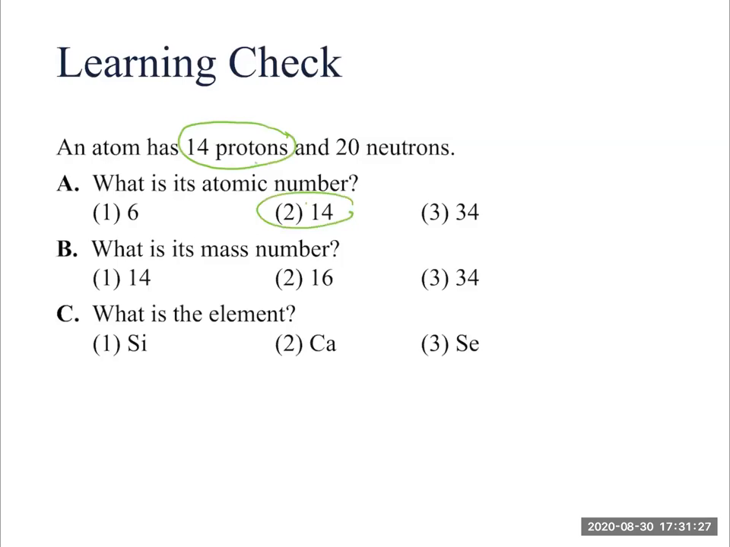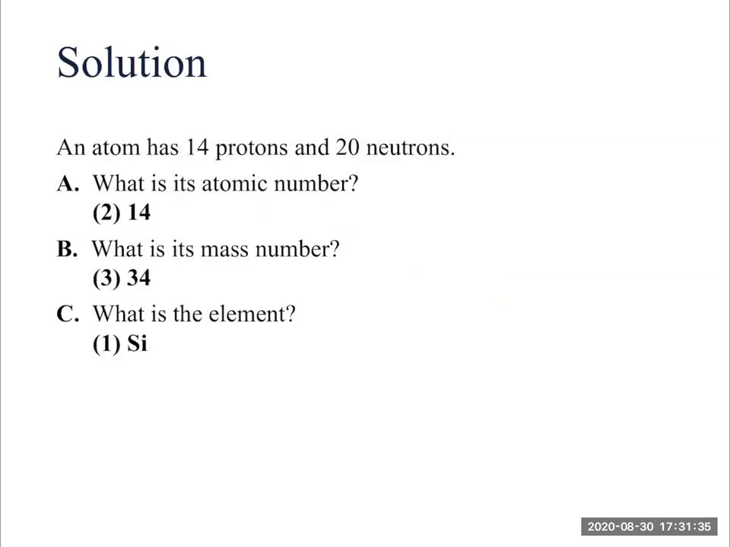What is the mass number? 14 plus 20 should be 34. And based on that, whatever element you came out with, that will be the answer, which was silicon.